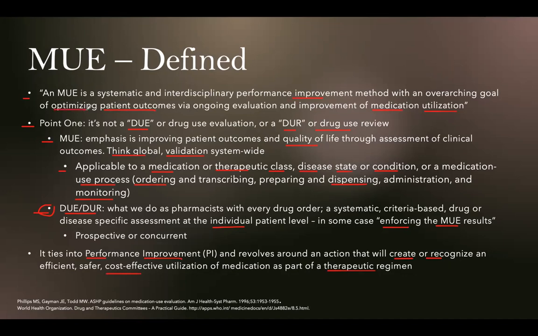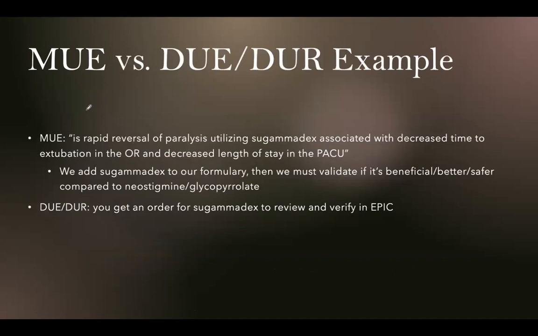We want to optimize the use of medications, and the only way to do that is to evaluate with a critical eye what we're doing. And don't be afraid to be critical of a process. It may show we're doing everything right, but we could find out we could do this better. So you have to appreciate that. I gave you the example, and this is a real one. So an MUE is rapid reversal of paralysis utilizing sugammadex associated with decreased time to extubation in the OR and decreased length of stay. This is an actual DUE I did at a previous hospital.